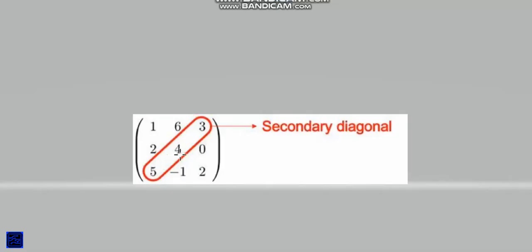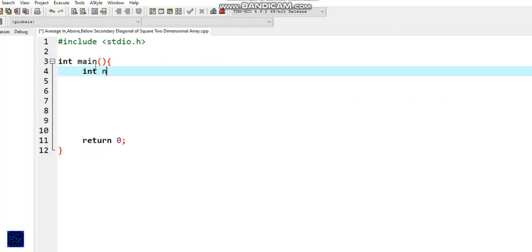Secondary diagonal of matrix, elements above, elements below. We'll take the dimension of the square array, and three variables: sum above equals 0, sum in equals 0, sum down (sum down secondary diagonal) equals 0. And we'll also take float variables: average in, average down, and average above.